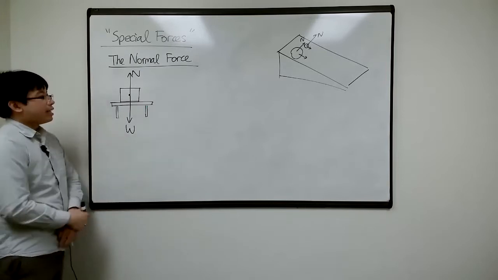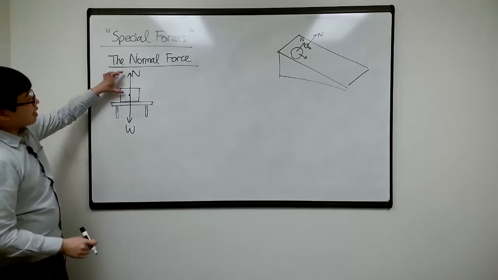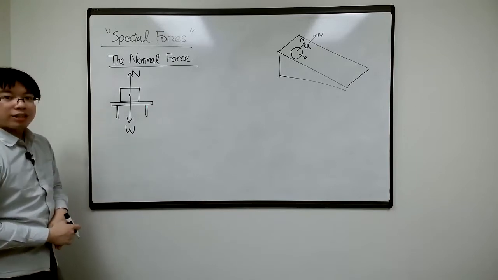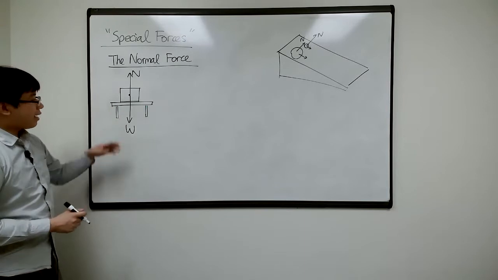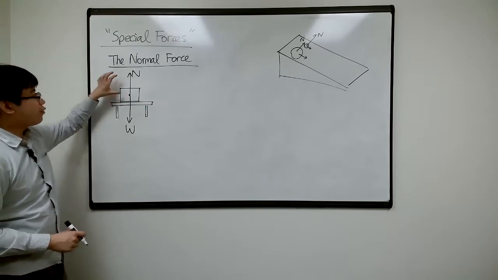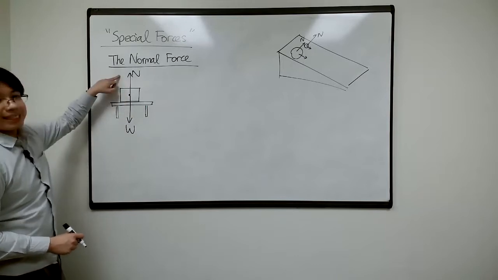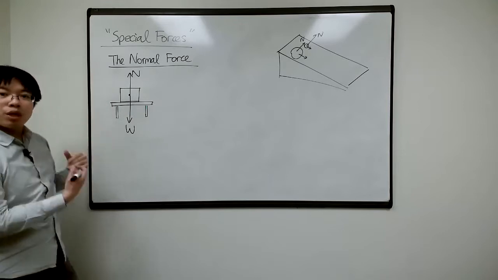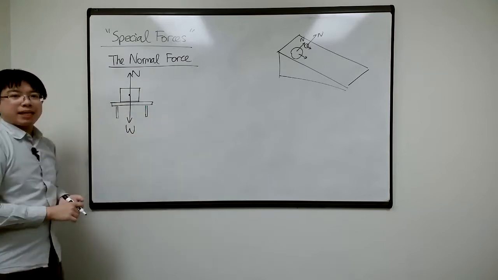Okay, so this is how it looks. And as you notice, I've drawn it with equal magnitude to the weight, because that is the only way it can make sure this stays stationary and doesn't accelerate. So now my net force is actually 0. If I had a net force, this would start accelerating either upwards or downwards, which is not the case when you put something on a table.